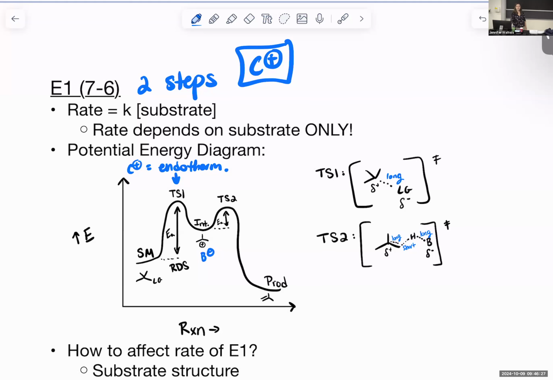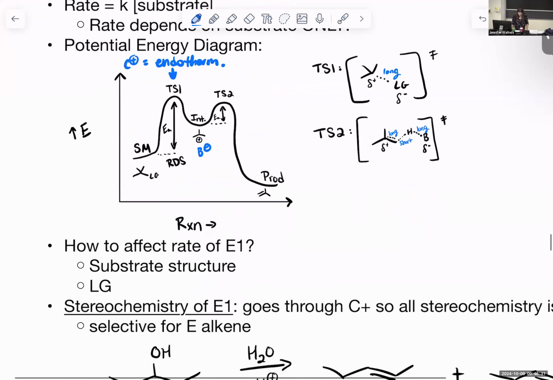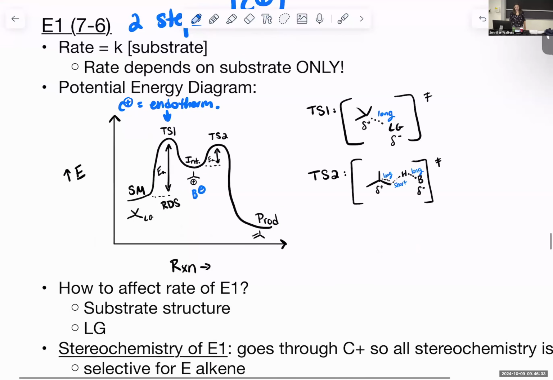Do we have any other questions? Okay. All right, so since E1 is only based on our substrate, our rate is only going to be based on the substrate. So that's the slow step. So all we're going to care about is our substrate structure and our leaving group. We don't care about the identity of the base because the base isn't involved in the slow step. Base is in step 2.